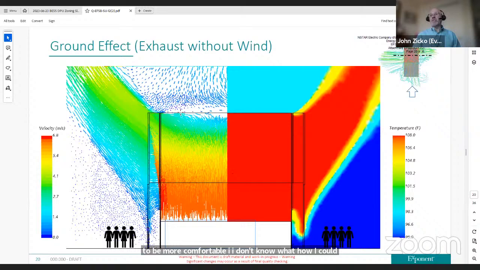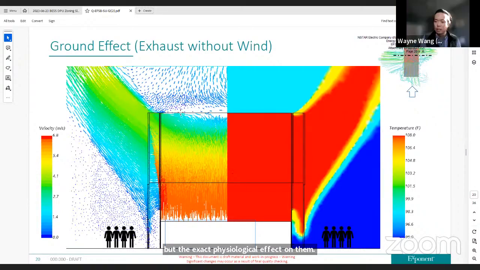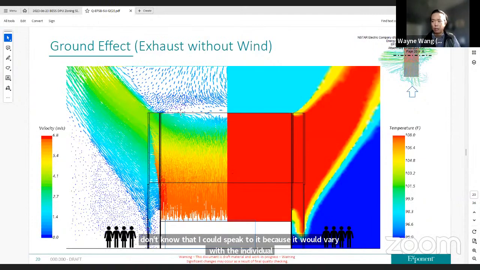I think if somebody were to be in a 108 degree air pocket and were doing physical work, they would certainly need to take precautions to prevent becoming overheated. But the exact physiological effect on them, I don't know that I could speak to, because it would vary with the individual.